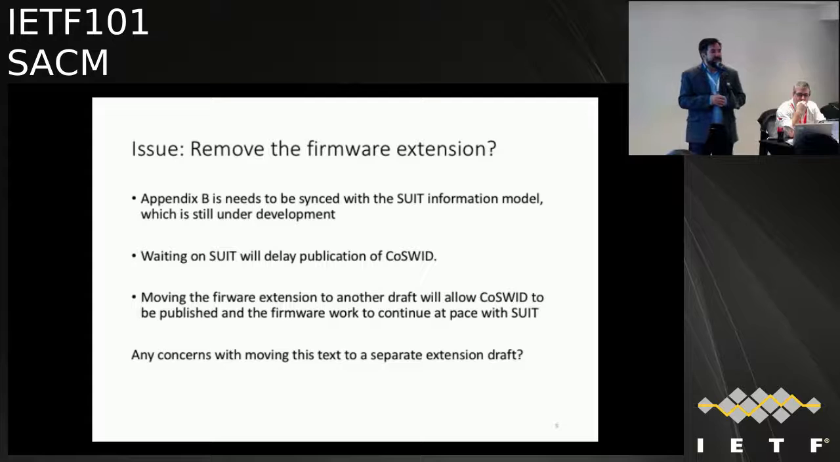Unfortunately, there's work to do in SUIT around defining an information model. It's going to take a little bit of time to do that. That work will be great, but may delay the publication of CoSWID. So talking with Hank, we would like to suggest to the working group that maybe we move the firmware extension to another draft, which would allow CoSWID to be published, and then that draft can continue to be worked on using the existing extension points in CoSWID at a pace that's more suitable for SUIT. Are there any concerns with us taking this action?